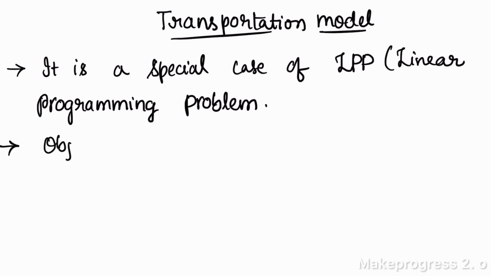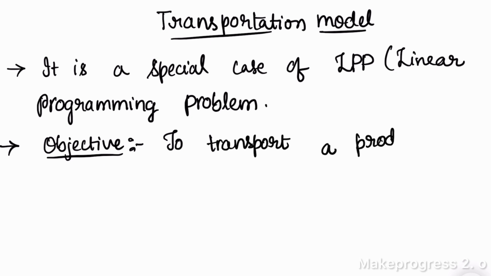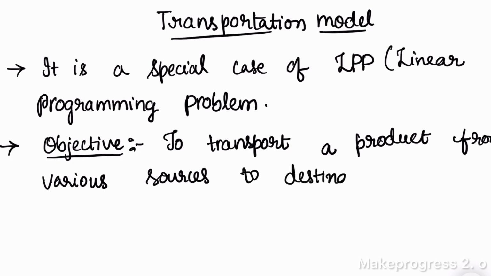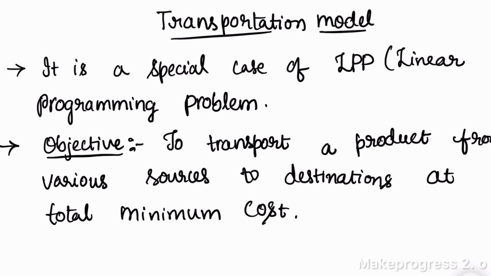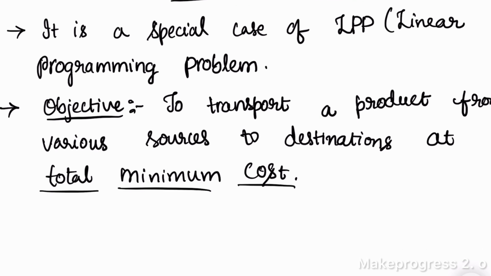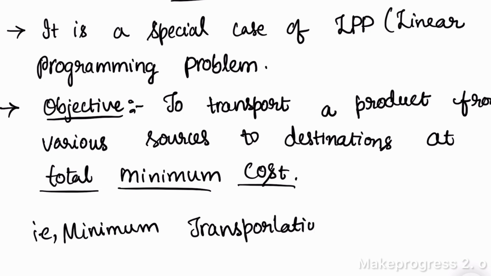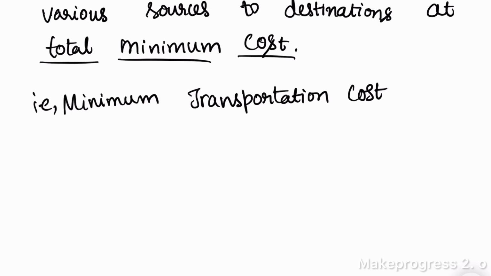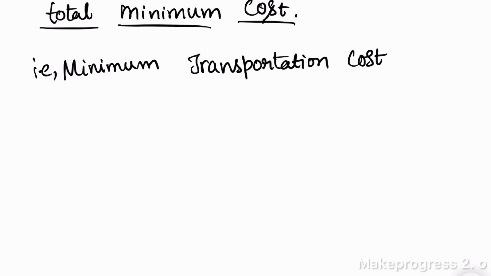In this transportation problem, you'll be having different sources and destinations. The main objective of this transportation model is to transport a product or any item from various sources to destinations. The main motive is to minimize the total cost, to transport a product from various sources to destinations at total minimum cost. This transportation model is very important for businesses to take effective decisions and to gain profits. In order to have the minimum transportation cost, we will be able to solve by using two solutions.